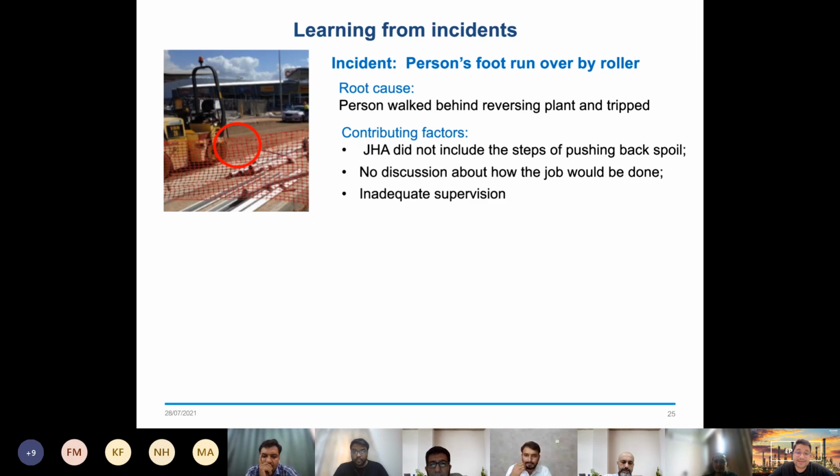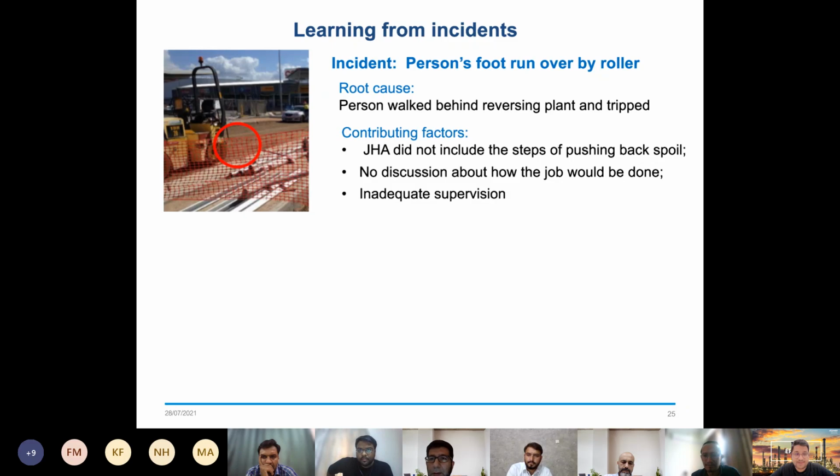And the next is the banksman: inadequate supervision while the equipment is moving. And the JHE did not include the steps of pushing back spoil, with no discussion about how the works need to be done. Was there any LMRA discussed in the morning? Straight away, the crew would have just instructed them to go and do this activity without clear guidance in communicating the risk, and without effective monitoring and intervention. If the supervisor was present on site, he could have intervened and said, can you rectify the issues and commence the work thereafter? So there could be various contributing factors here.